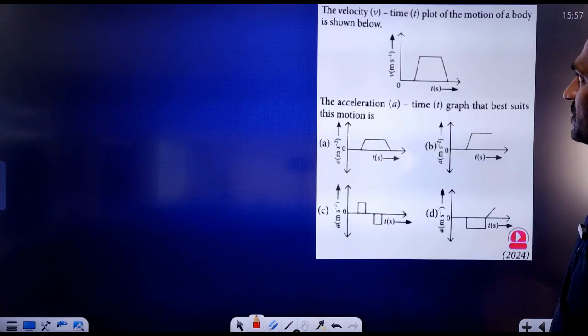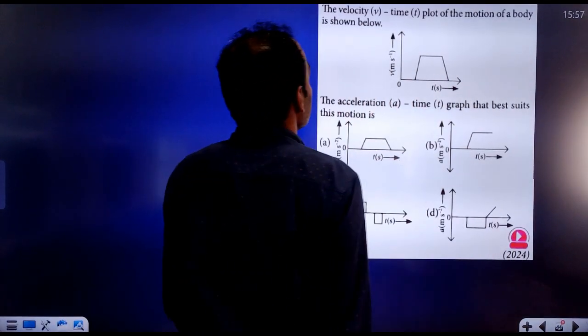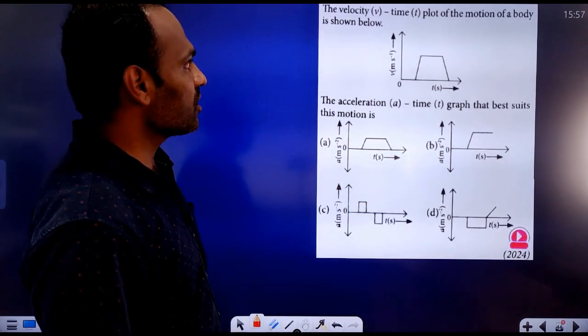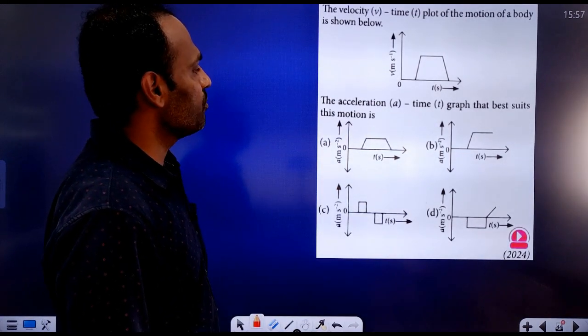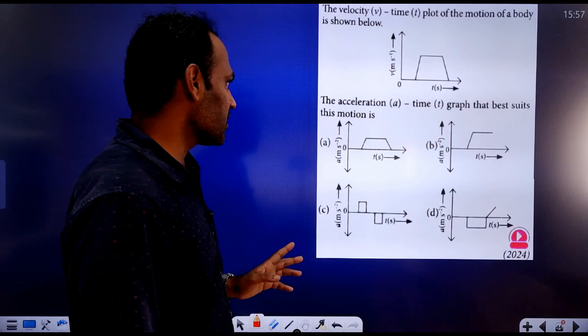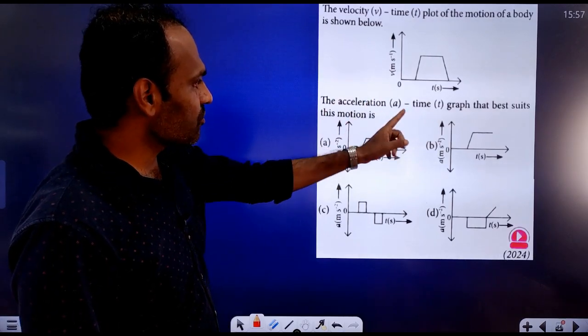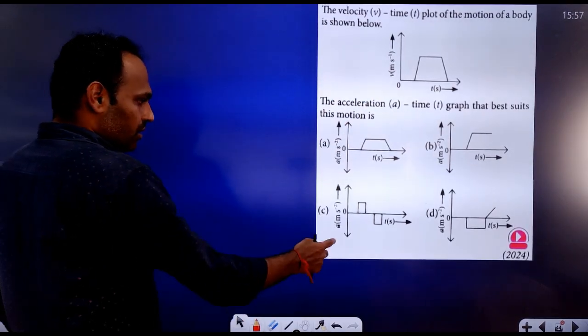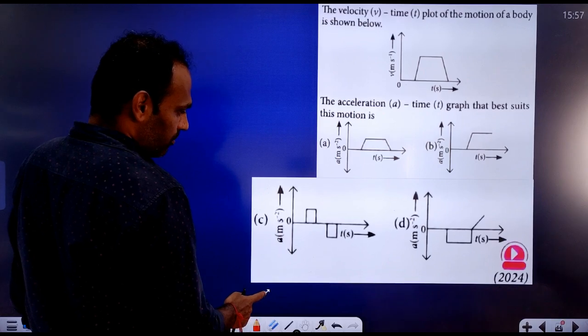Okay, we'll go to the next question. See, in this question, what they are telling, the VT plot of the motion of a body is shown below. Okay, a velocity versus time graph is given. Looking at it, we have to draw the acceleration versus time graph. Referring to the VT graph we have to draw the AT graph.